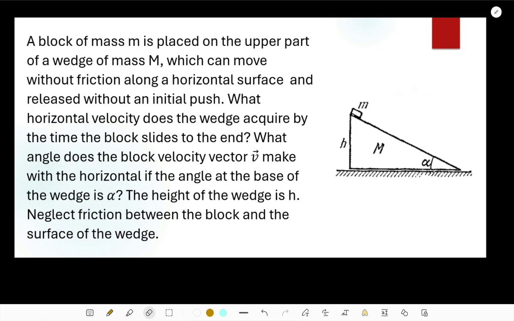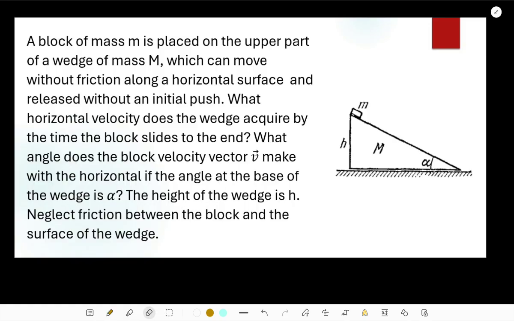The problem statement says a block of mass m, a small m, is placed on the upper part of a wedge of mass capital M, which can move without friction along the horizontal surface and is released without an initial push. That means it is released from rest. What horizontal velocity does the wedge acquire by the time the block slides to the end? End, that means the lowest point.